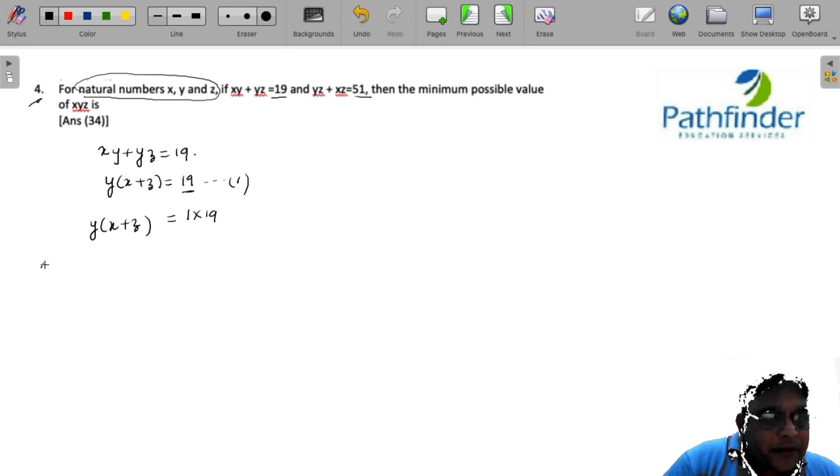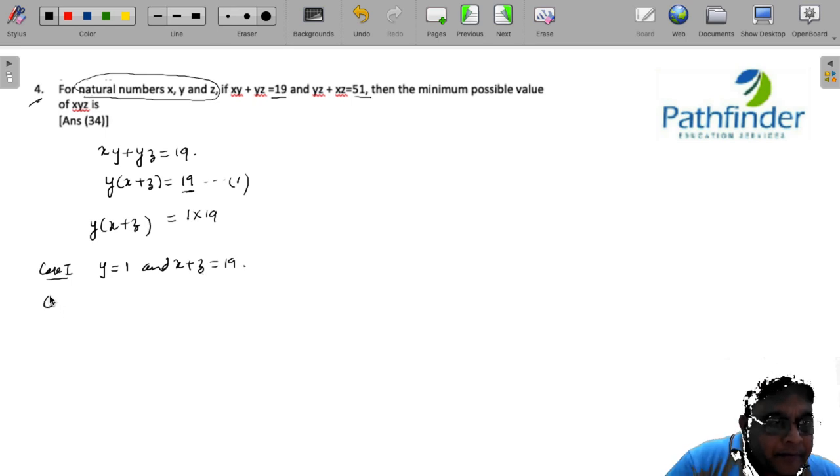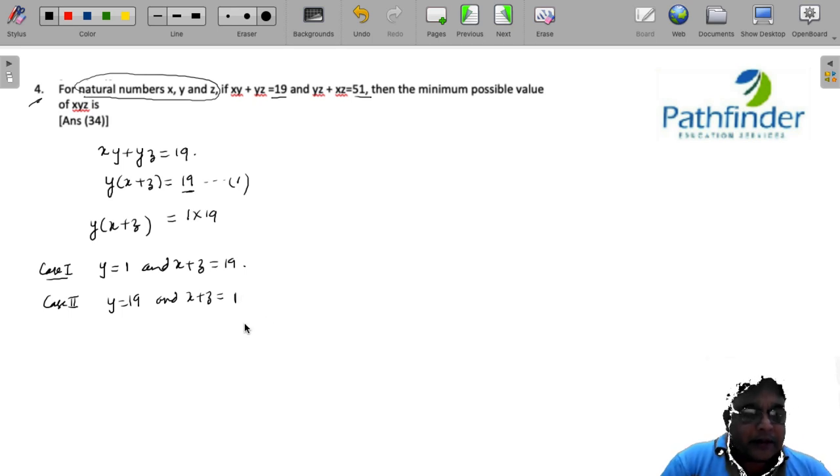So we have two cases. Case 1: y is equal to 1 and x plus z is equal to 19. And case 2: y is equal to 19 and x plus z is equal to 1.